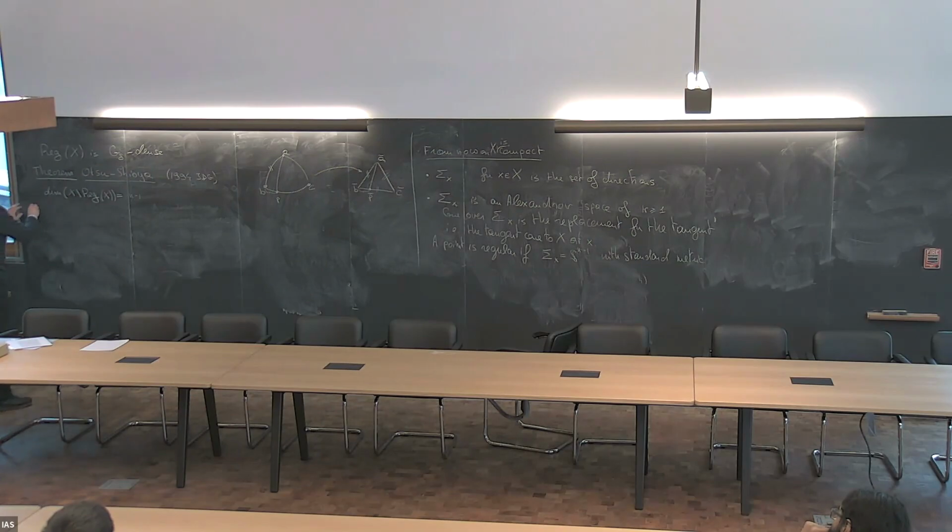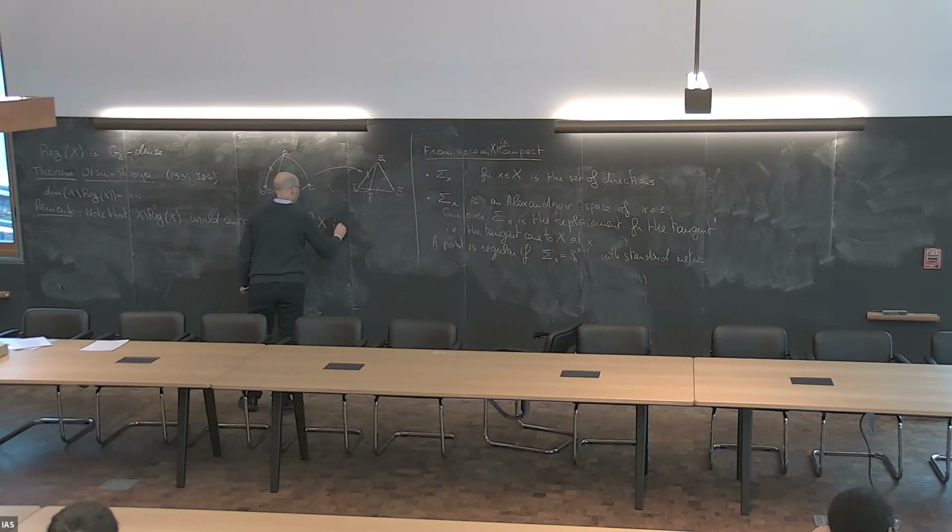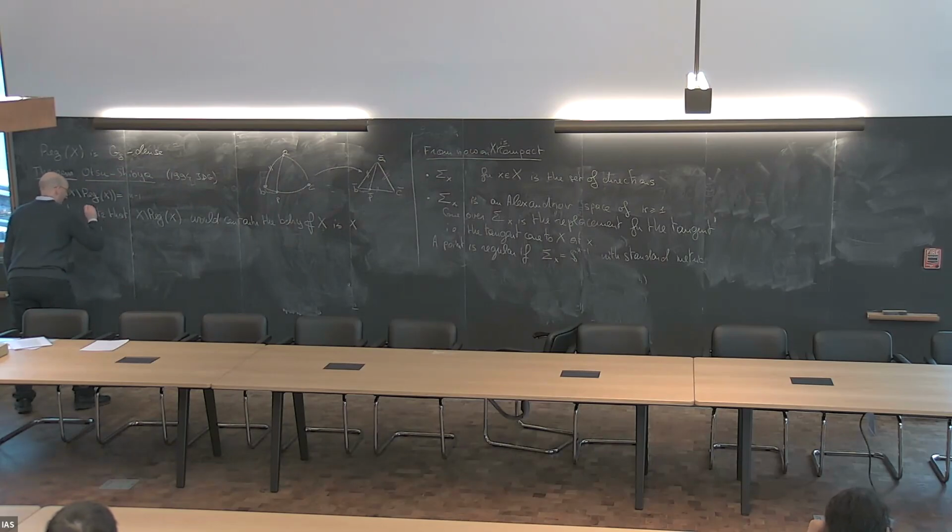So maybe here I should make a remark. Note that by our definition, x minus regular of x would contain the boundary of x if x were an honest Riemannian manifold with boundary.